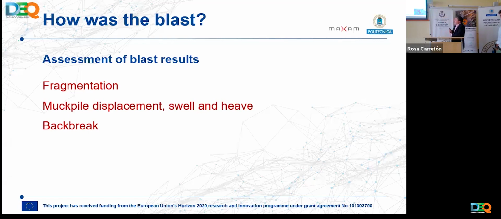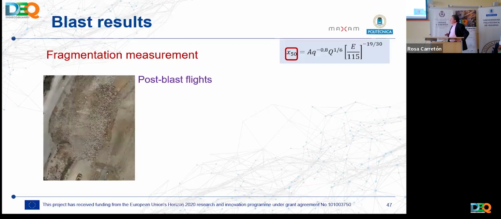So I've included here 3 interesting issues of blast results: fragmentation, muck pile characterization, and eventually backbreak, if that interests you. Okay, let's start with fragmentation. We take our little toy, the drone. We fly it now, a post-blast flight. We fly it over the muck pile, see what happens.